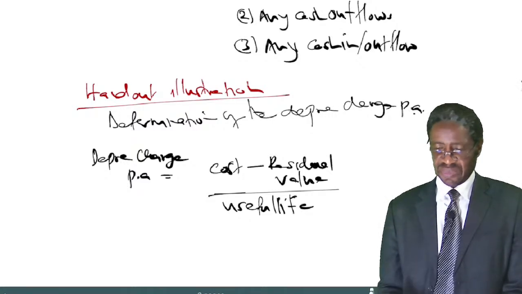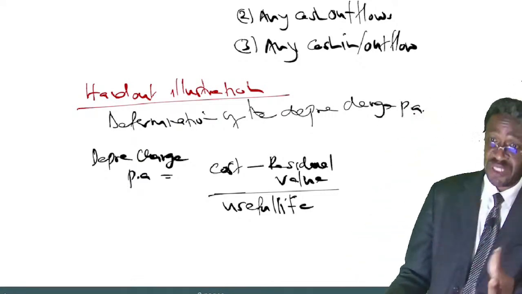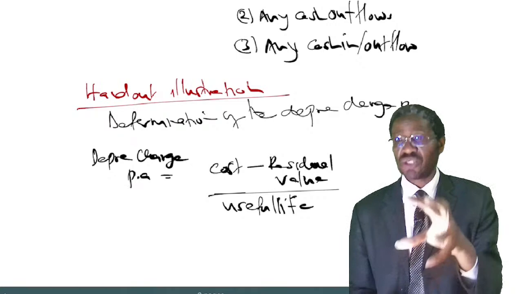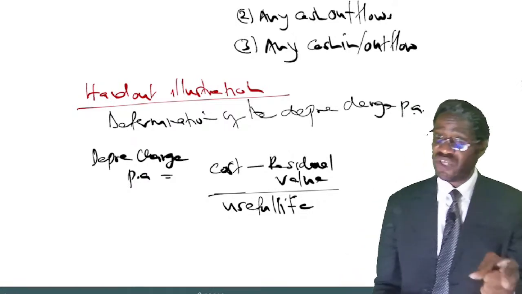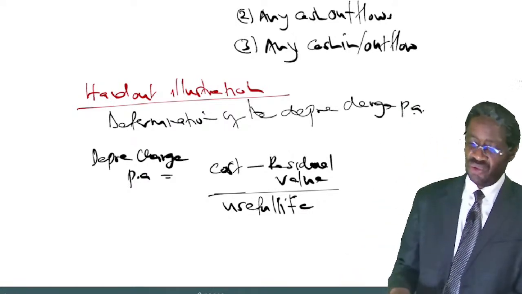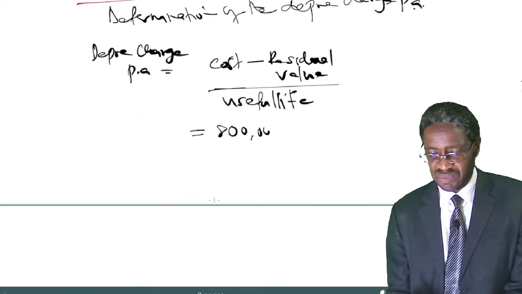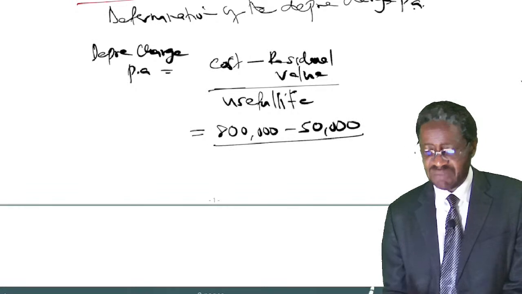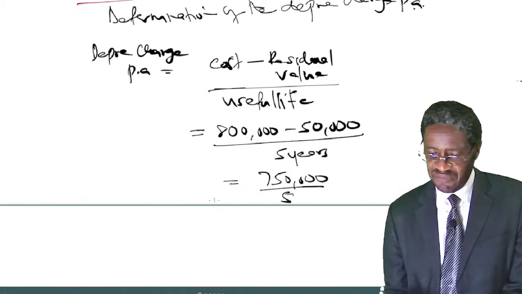Obviously, some questions give you a percentage and they tell you 10% on cost, 20% on cost. It's still straight line. But when they don't give you the percentage, you normally use the formula for straight line. The formula is always you take the cost of the asset, you minus the residual value, you divide that by the useful life. So our cost of the asset was 800,000. We minus the residual value, which is 50,000. We divide that by the useful life, which we were given as 5 years. So this looks like 750,000. We divide that by 5 years.